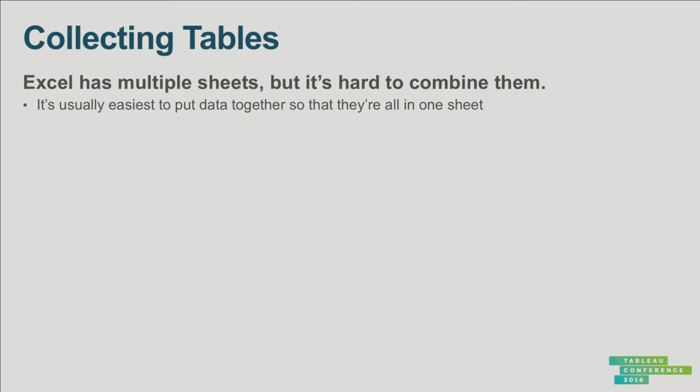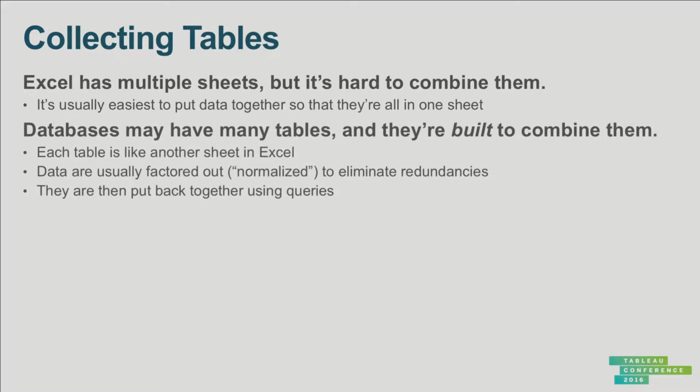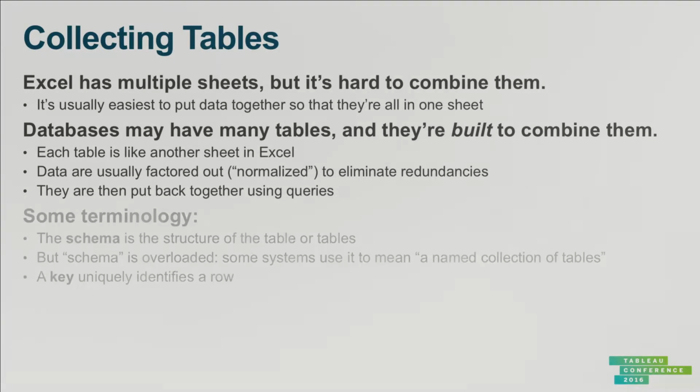You can do VLOOKUPs, but really this becomes very awkward very quickly. Databases, on the other hand, are built at their core to deal with multiple tables in a very seamless way. And we're going to see how this works as we go forward. So they've got a query language that lets you put this back together. You factor data out so it's normalized. Again, that really just means helping to eliminate these redundancies. And then you put them back together as you need them.